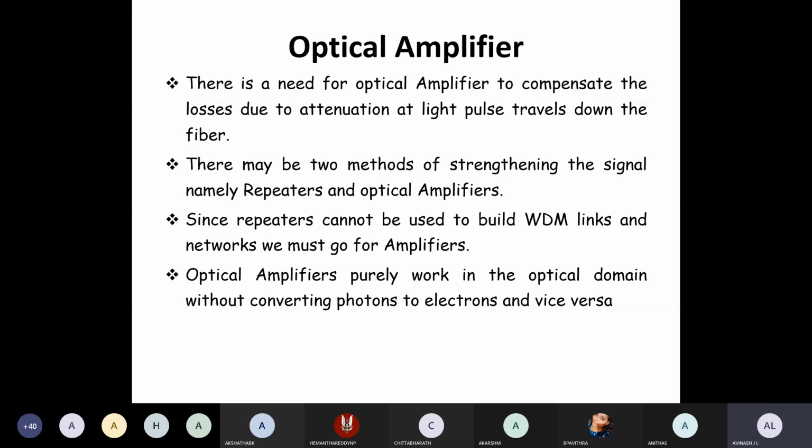Now in the receiver side, once the signal has been received and the multiplexing action, if required, has been done, what is the next thing? The next thing is very simple. We need to go for the optical amplifier. Once the signal is ready with you, if amplification is required, we need to go for optical amplification.